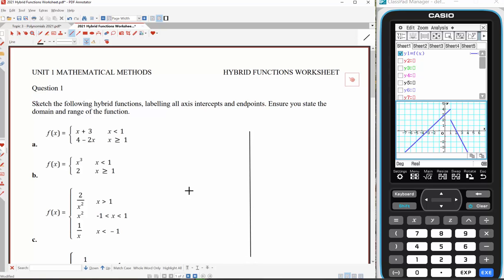So here goes. Alright, so let's just draw up our Cartesian plane, our y-axis and our x-axis. Now what I'll do is I'll start with this one here. So x plus 3, where x is less than 1.